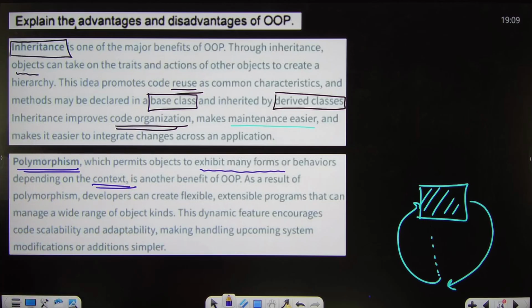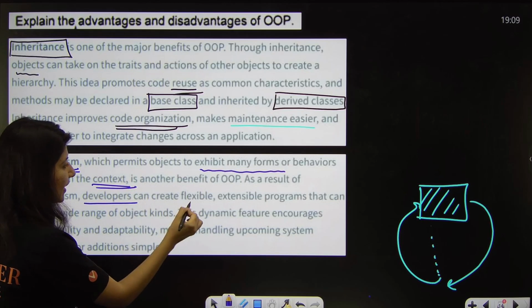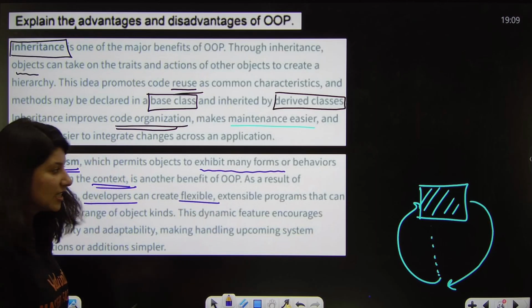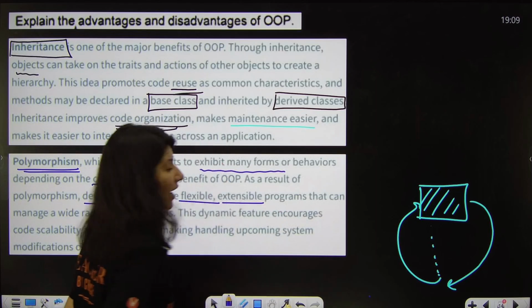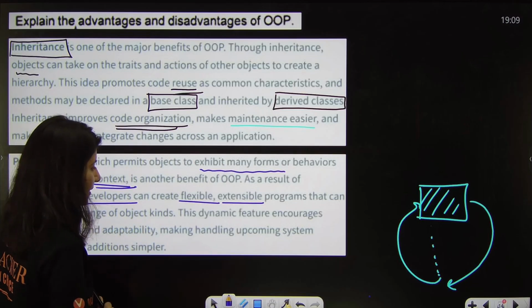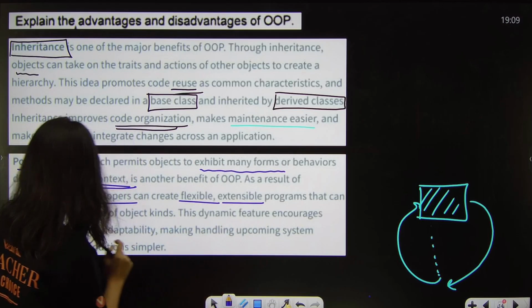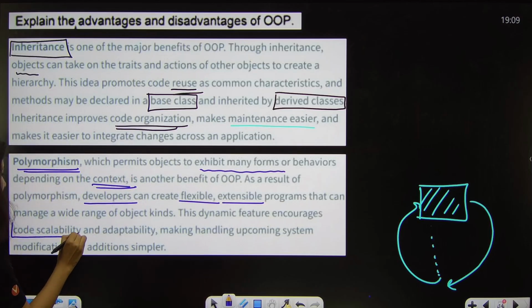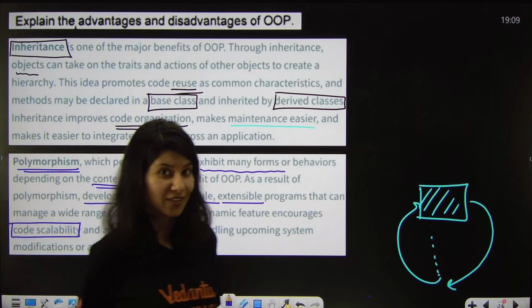As a result of polymorphism, developers can create flexible, extensible programs that can manage a wide range of object kinds. This dynamic feature encourages code scalability. Okay, what is scalability?